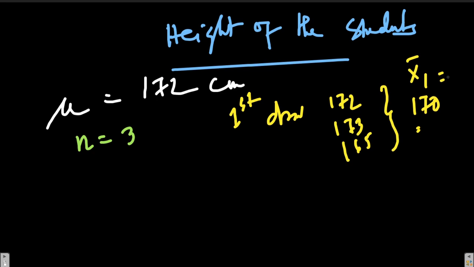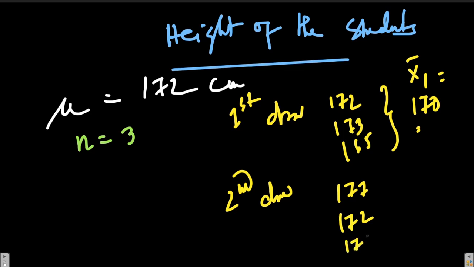Now I have a second draw, and the three observations I get are 177, 172, and 171. If I take the mean, it gives me a value of 173.3. So basically 170, and then 7 plus 2 plus 1 is 10, and 10 by 3 is 3.3. So that's my X2 bar.